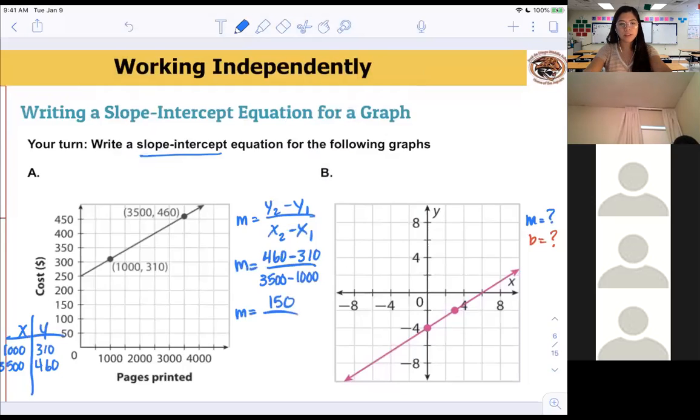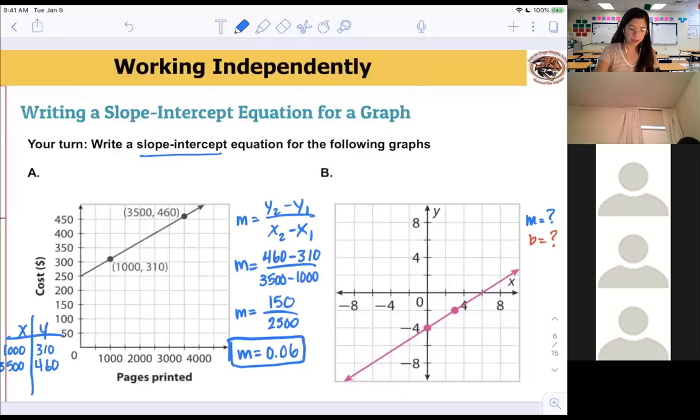3,500 minus 1,000 is 2,500. And let's divide. What do I get when I divide 150 divided by 2,500? 0.06. Good, 0.06. That's my m. That's all I got. That's it.